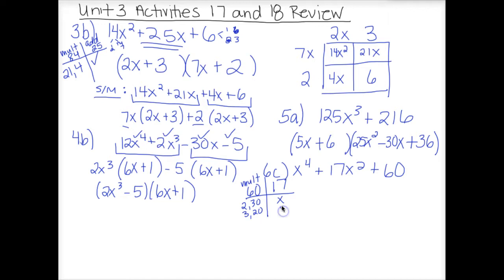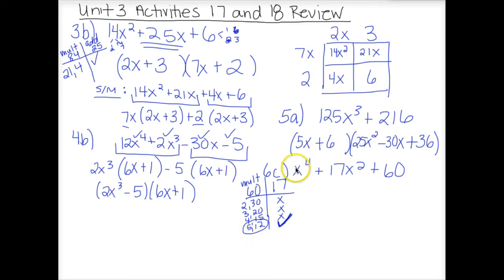Well, that adds to 23. Still too big. So 4 and 15. That's 19. We're getting closer. 5 and 12. That is our winner. So again, I don't want you to think that you're always going to get this right the first try when you're looking at your chart. So 5 and 12 are our winning numbers.